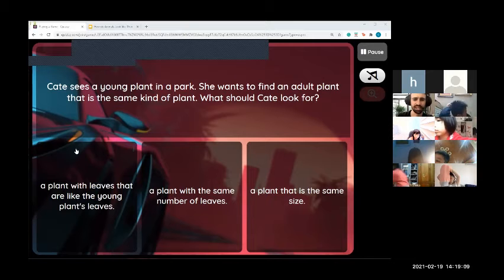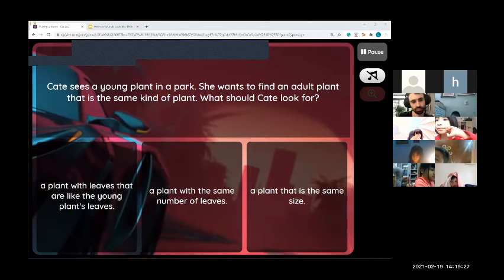Which one do you think it is? Daisy, which one do you think it is? Read the one you think it is. Just read the one that you think it is. Daisy, which one do you think it is? The first one, second one, or third one? The third one. The third one?